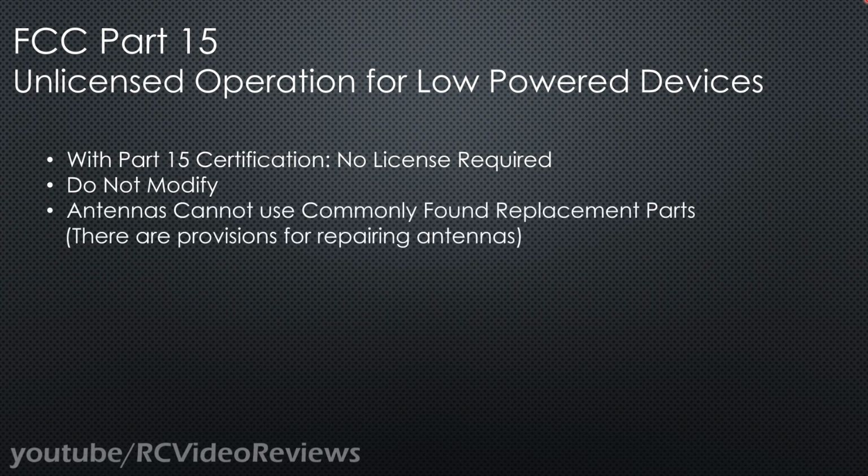Antennas cannot use commonly found replacement parts. That's the nature of seeing a ham license requirement on video transmitters in the 2.4 and 5.8 gigahertz spectrum. Even though those are ISM bands, the antennas are easily replaced, and for that reason, they're generally not certified as Part 15 devices. However, there are provisions for repairing antennas in the guide.